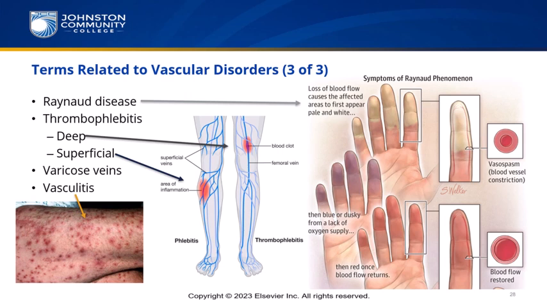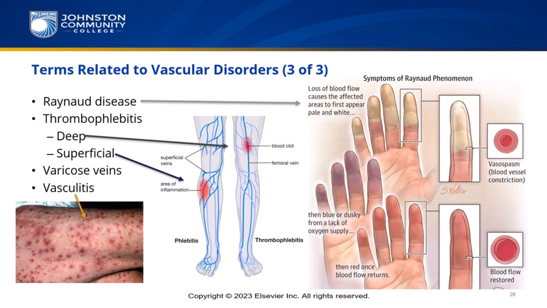You may also see Raynaud's phenomenon as the red, white, and blue. Usually it starts off with white because there's no flow, and then it becomes a blue or dusky because of lack of oxygen, and then finally once blood flow returns, you'll see it turn red. Next we have thrombophlebitis. Thrombo means clotting or clot. Phlebo means vein, and again, itis means inflammation. So this is the inflammation of either deep veins, such as deep vein thrombosis or DVT, or superficial veins, superficial vein thrombosis, or SVT, with the formation of one or more blood clots.